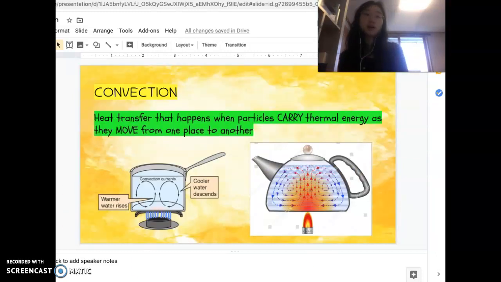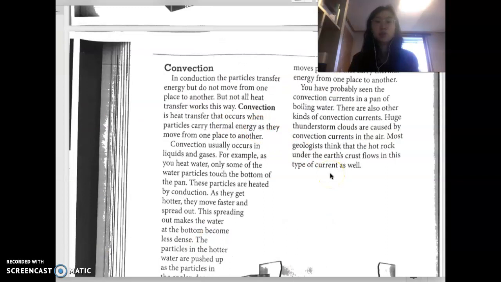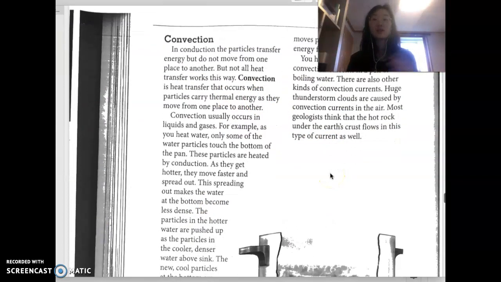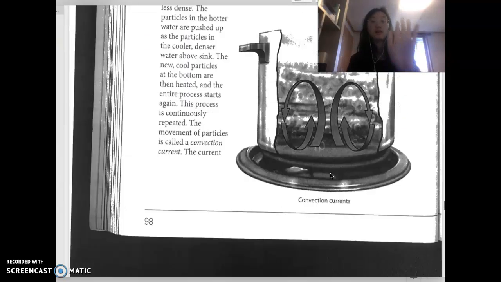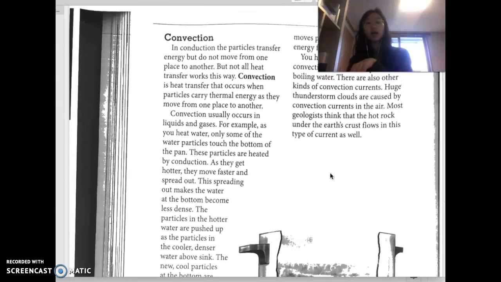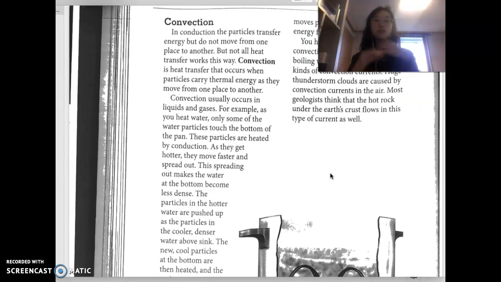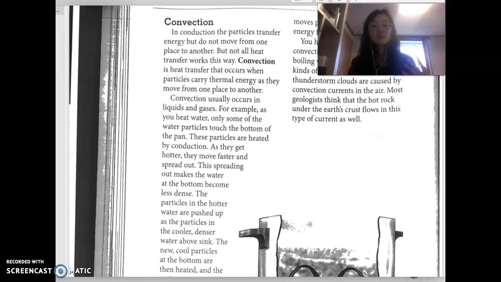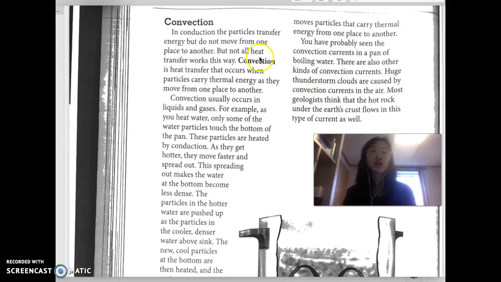Now, let's move on to convection and radiation. So let's go ahead and read first. So if you would prefer to read alone, you can pause now, read pages 98 and 99 on your own, and then skip ahead to the section where we review the concepts, all right? Otherwise, let's go ahead and get started.